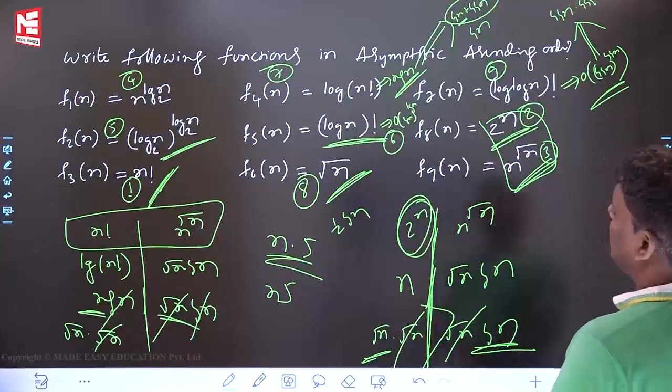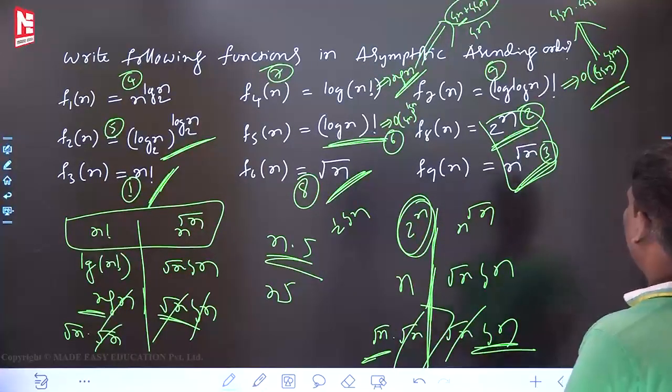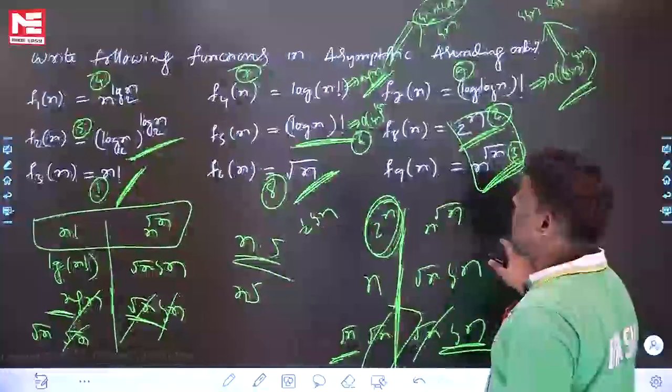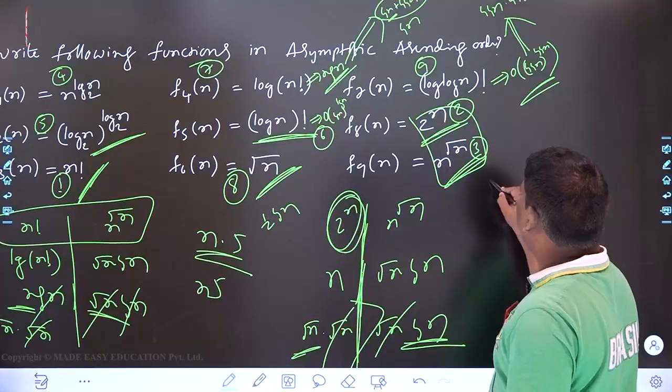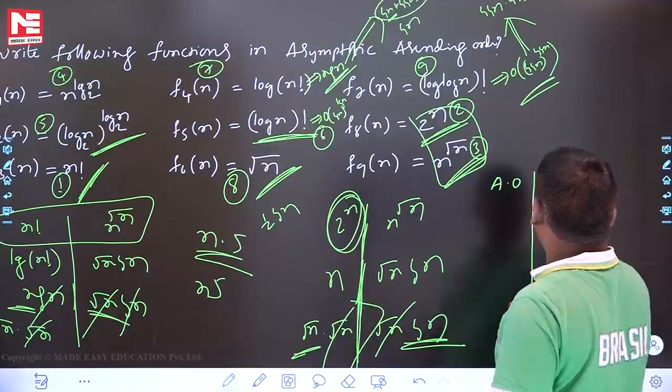Number 7, n log n. Number 8, root n. Number 9, log n. Let me write all these things in increasing order. Ascending order, descending order. Let me write.